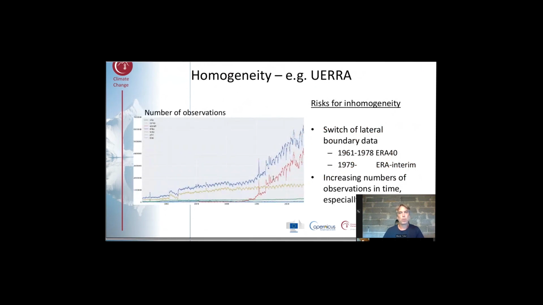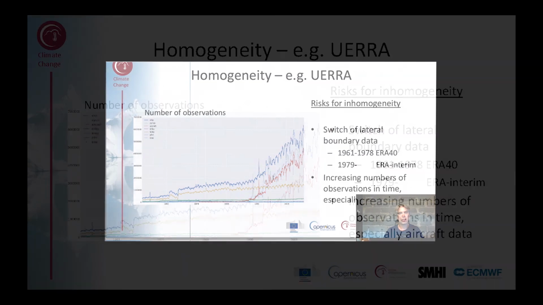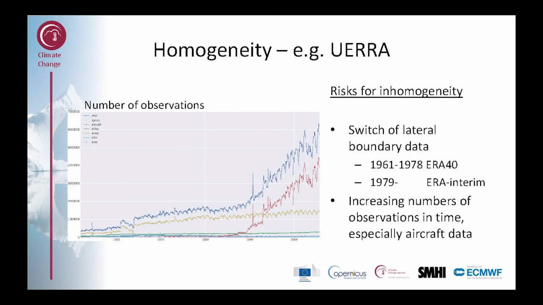Some of the problems we might encounter with reanalysis were already touched upon this morning, but there are some additional problems or things to be aware of for the regional reanalysis. The example here shows the number of observations for the UERRA period. It goes from 61 up until close to today.